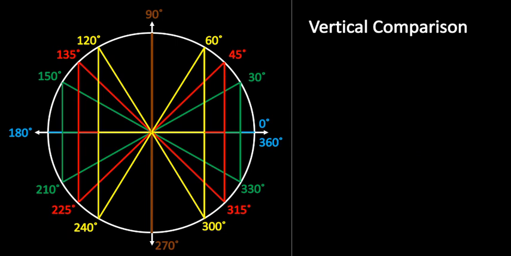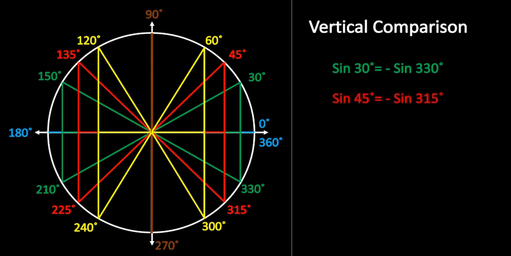Vertical comparison. Note that the length of the vertical green line in the first quadrant is exactly equal to the length of the vertical green line in the fourth quadrant, but both the lines are opposite in direction. The vertical green line in the first quadrant is headed toward the positive y-axis, whereas the vertical green line in the fourth quadrant is headed toward the negative y-axis. It means sine of 30 degrees is equal to minus sine of 330 degrees.